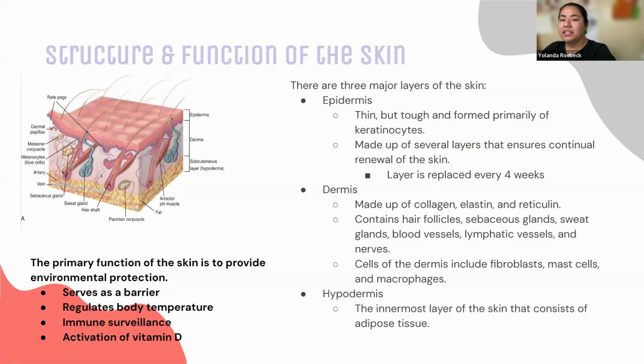The primary function of the skin is to provide environmental protection, and it serves as a barrier against microorganisms, UV radiation, and loss of body fluids. It regulates body temperature, it provides immune surveillance, and it is also part of the activation of vitamin D.